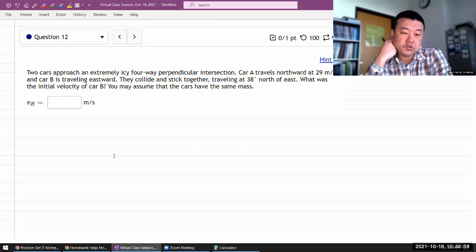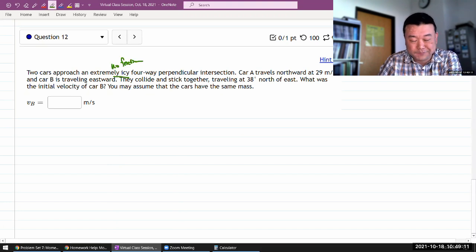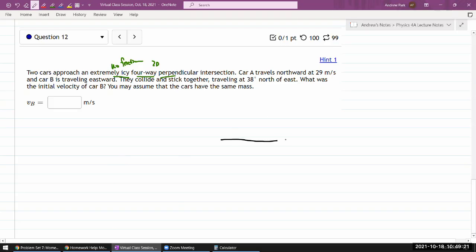It says two cars approach an icy, so it's telling us no friction, four-way, so that's the 2D part, perpendicular intersection. Car, okay, let me start drawing this picture here. So I'm going to draw my axes so that plus x is east and plus y is north. Car A travels northward at some speed VA, and car B is traveling eastward at some speed VB.